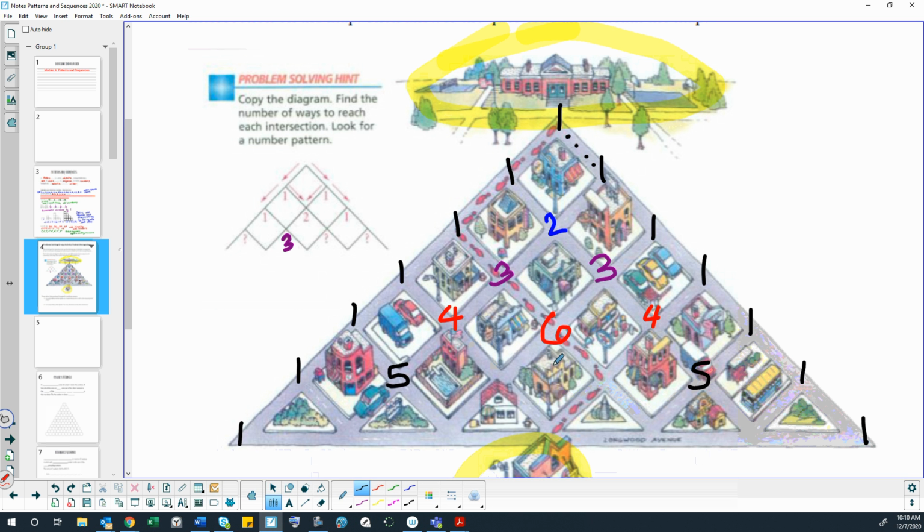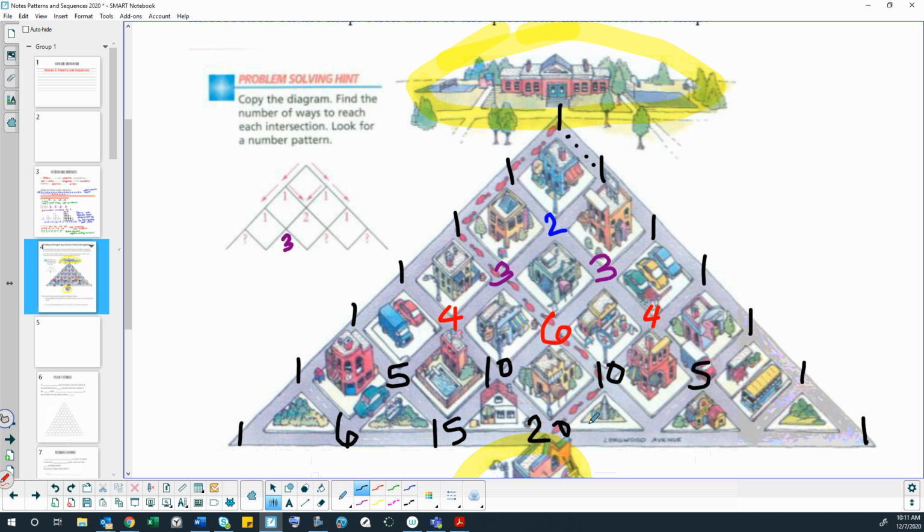All right, what about these in the middle? Because 4 plus 6 is 10. 6 plus 4 is 10, so those are 10. Now let's do the numbers across the bottom. So 1 plus 5 is 6. 5 plus 10 is 15. 10 plus 10 is 20.